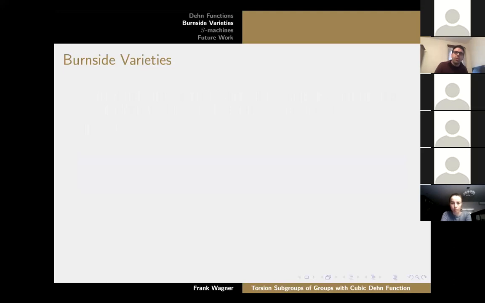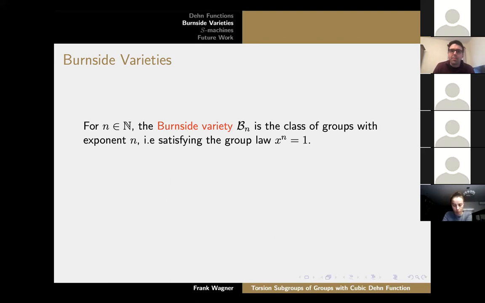Okay. So I want to answer a similar question with similar methods. The question I'm going to want to talk about has to do with these Burnside varieties. So the Burnside variety for some natural number n is the class of groups with that exponent. If we just say B sub n, that's all groups that satisfy the group law x to the n equals one. So every word raised to the n is one.